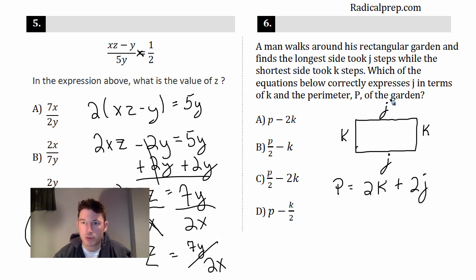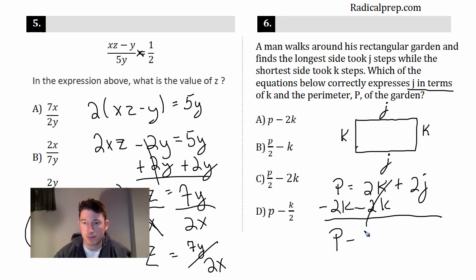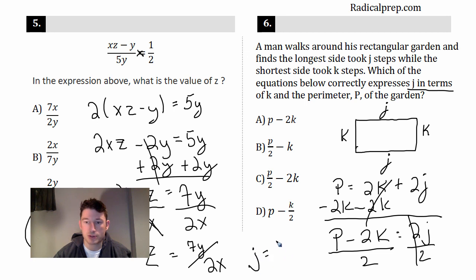So what's the question? I want to get J in terms of. Remember I told you before, get J by itself. So let's minus the 2K, minus the 2K, cross out. P minus 2K equals 2J. And if I want to get rid of the 2, I just divide it out. So finally I get J equals P minus 2K all over 2.